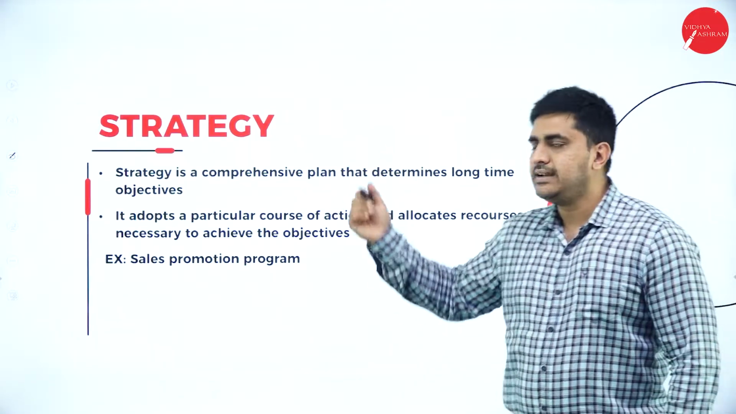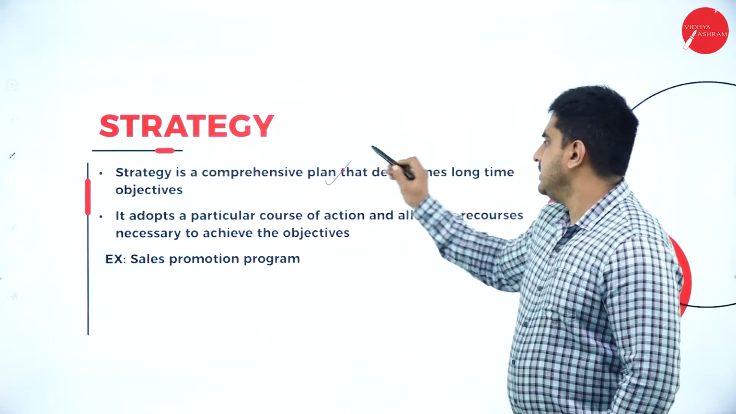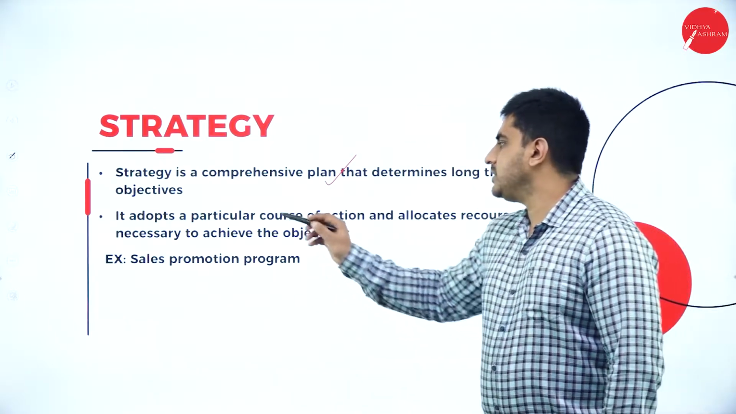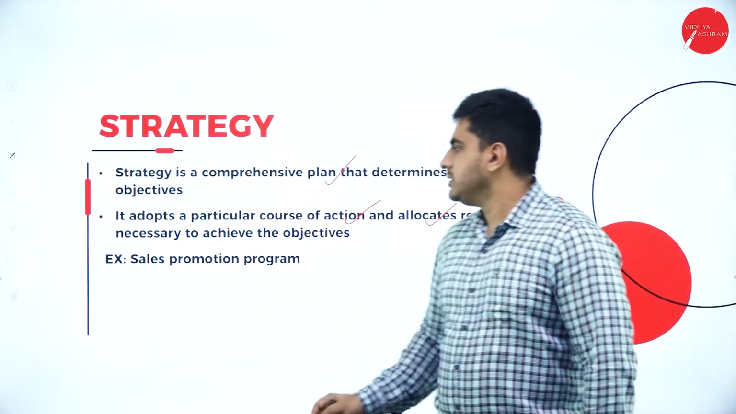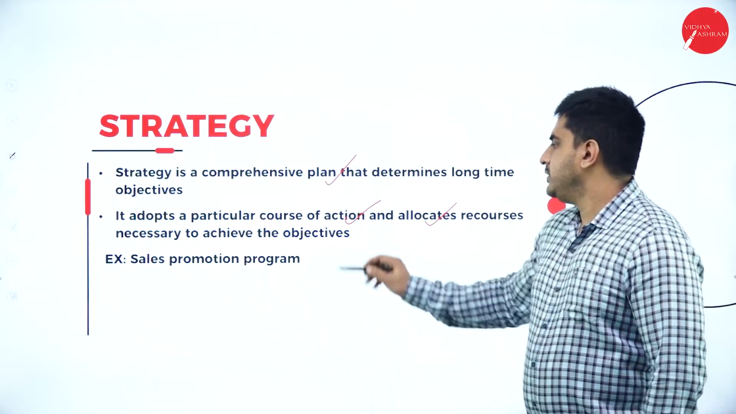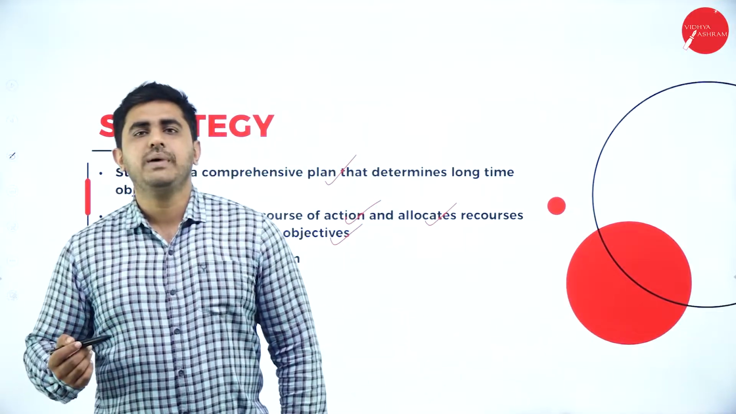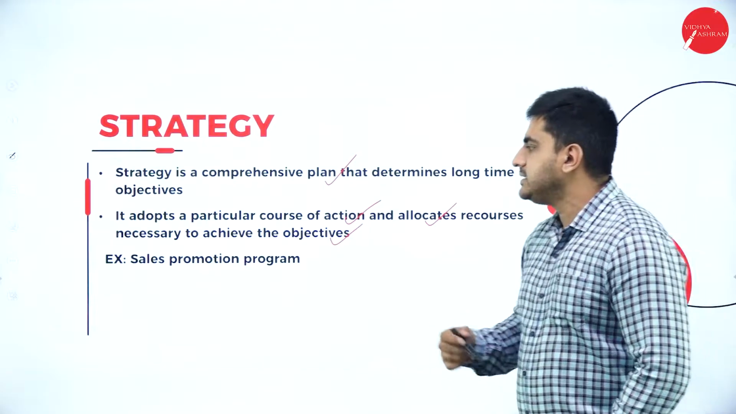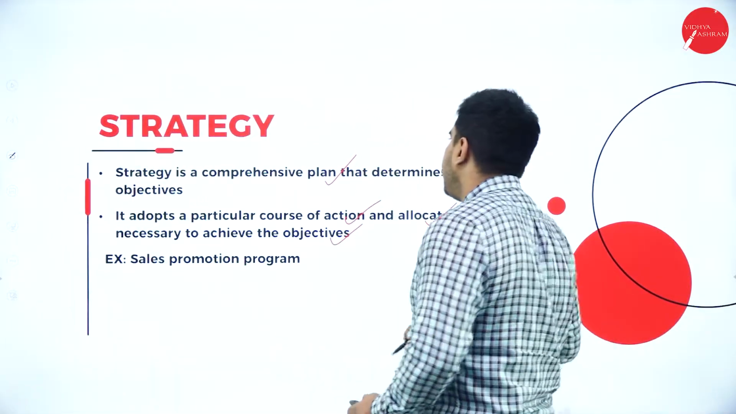Next we go for strategy. What is strategy? Strategy is a comprehensive plan that determines long-term objectives. It adopts a particular course of action and allocates resources necessary to achieve the objectives. So what is strategy? I will give an example. Now you are manufacturing and selling a particular product. Now you want to increase the sales. You come out with a particular strategy. Like what? I will explain.